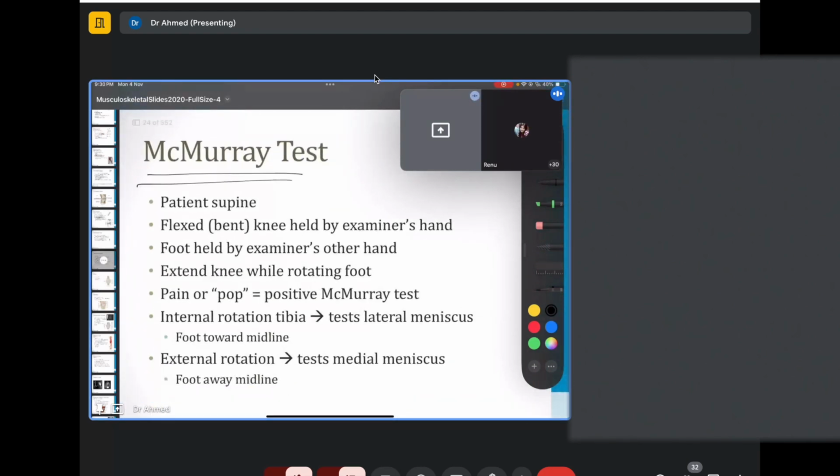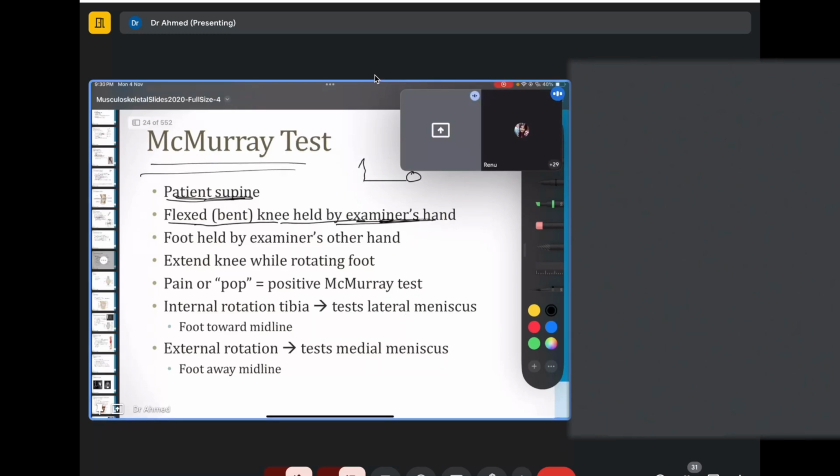So we basically perform a test known as the McMurray test. So what is the McMurray test? Let's read. The patient is in a supine position. You flex the knee, a flexed bent knee held by the examiner's hand, and the foot held by the examiner's other hand, then rotating it and looking for a pop.